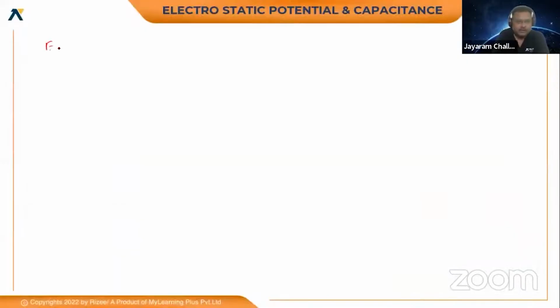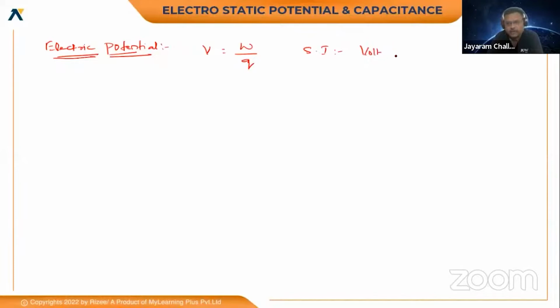So, electric potential. What is electric potential? It is the work done in moving a particle from infinity to a given distance. So potential can be written as the work done in moving a positive charge from there. The SI unit for electric potential is the volt, or joule per coulomb.